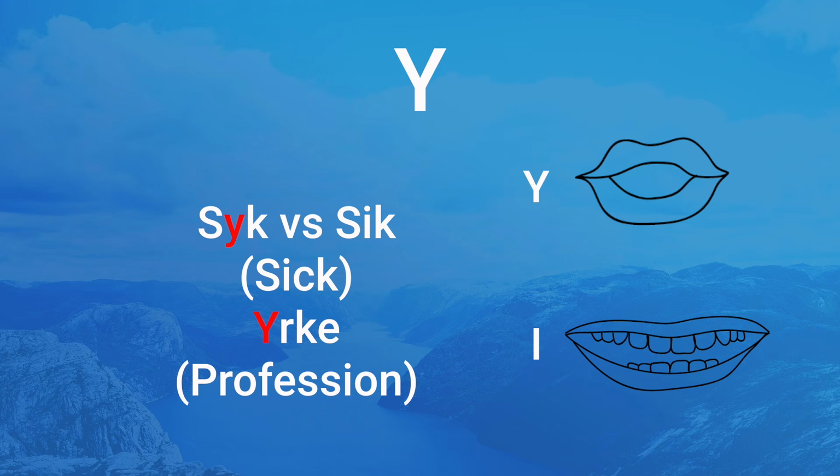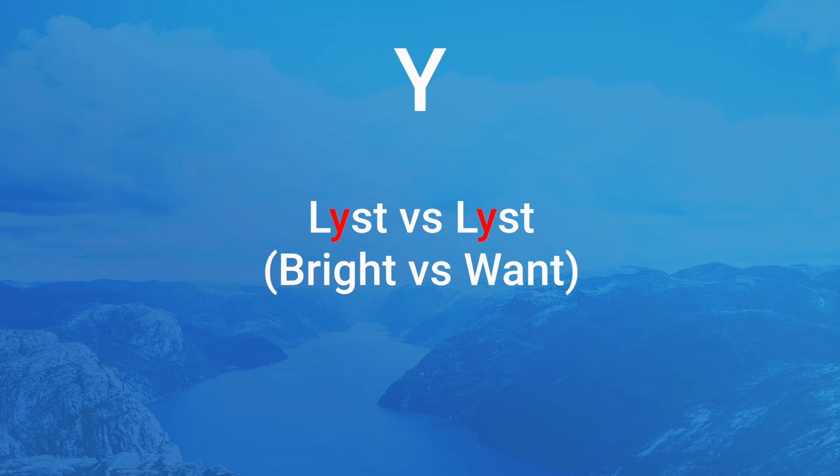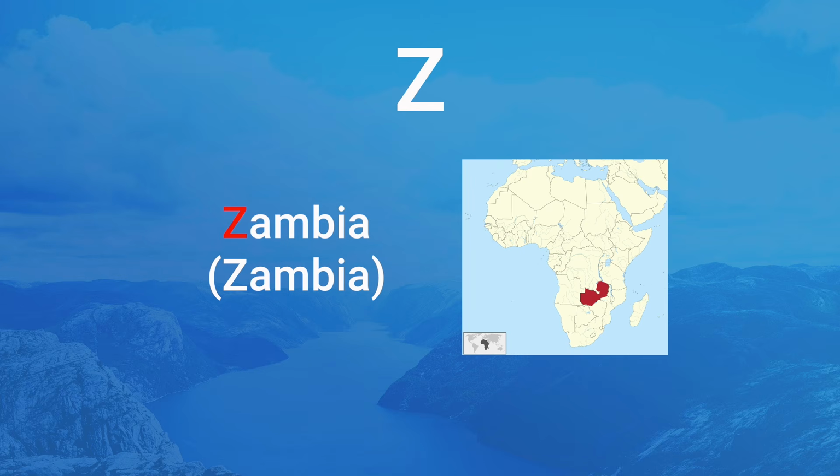Irke. An example of a short versus long I is lyst, lyst. Zett. Again, this is a letter that you never see in Norwegian, but it sounds exactly like in English whenever you see it. Zambia.